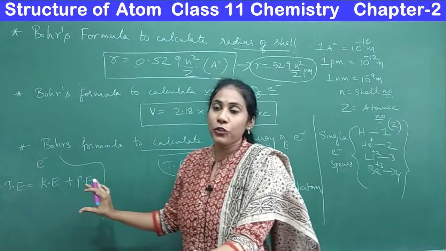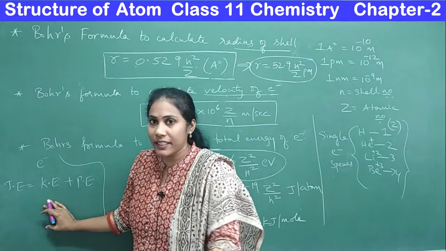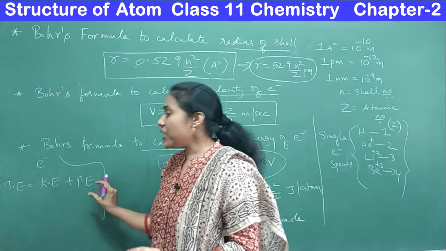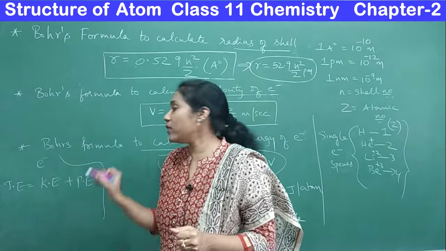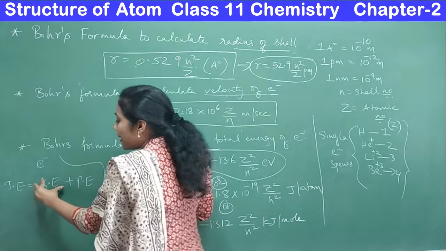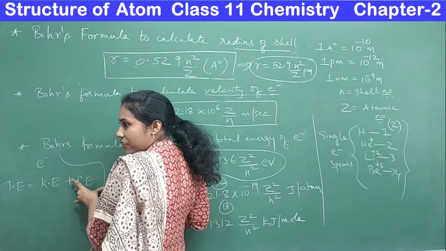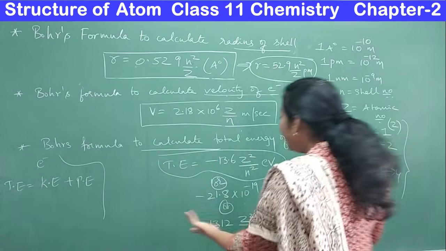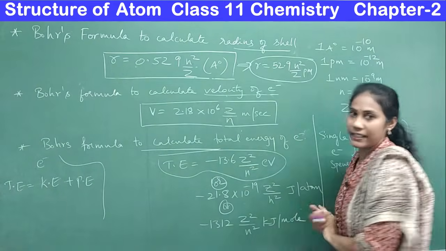Electron moves around the nucleus, so that moving energy, half mv square, whatever we learned in our previous classes, that is kinetic energy. And potential energy means some stored energy within the electron. So that energy also you should consider. You have a separate formula for kinetic energy and a separate formula for potential energy. When I join both of them and derive, we will get this final formula to calculate total energy.